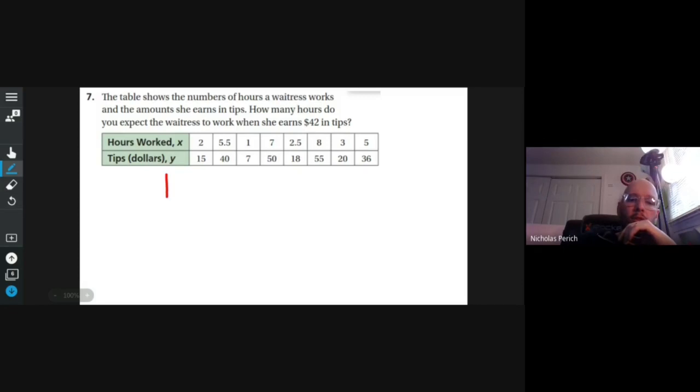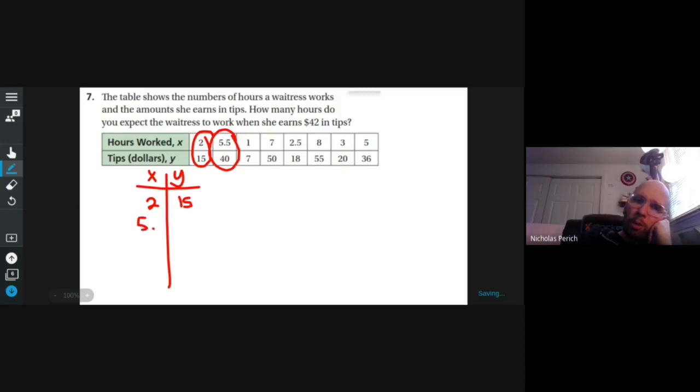So let's take these numbers and rewrite a few of them into a chart. I don't have to do this, but it might help people. Like 2 is an X, and that matches up with 15. And 5.5 is an X, and that matches up with a Y value of 40.